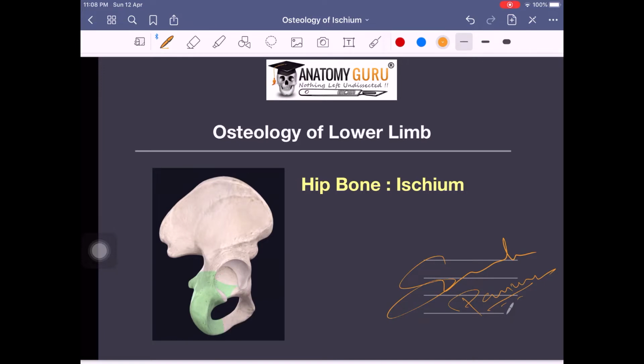In our live class we have already seen the osteology of the ilium, that is the upper part of the hip bone. Now we'll do the lower part, and in this session I am doing the ischium. So let us learn about this in detail now.